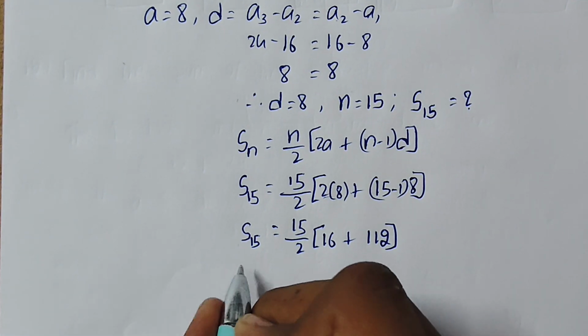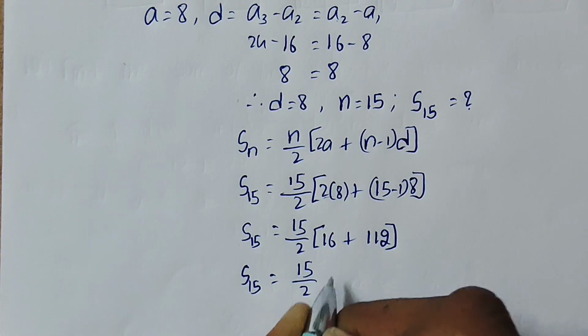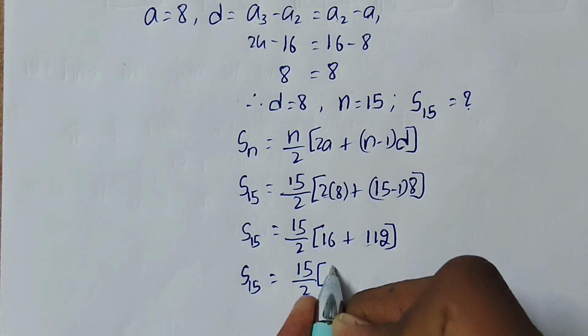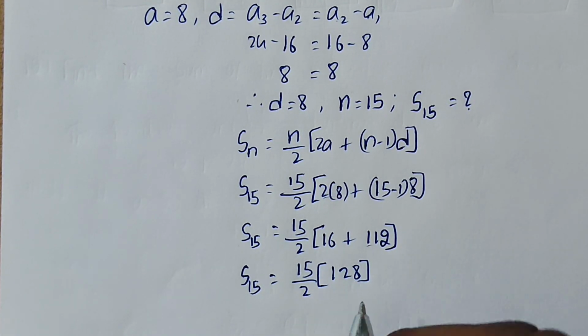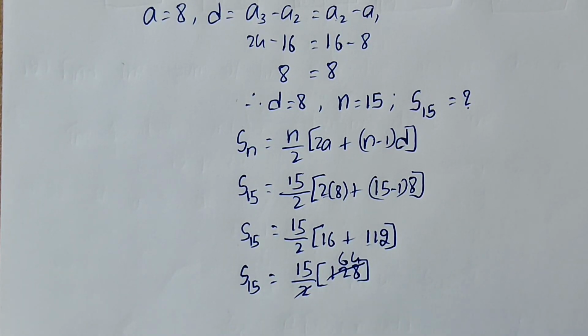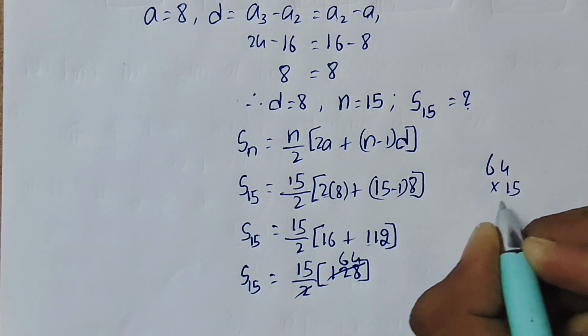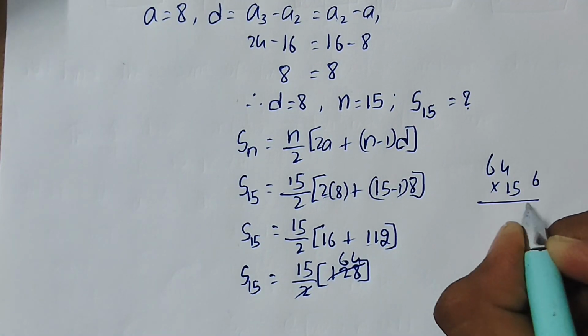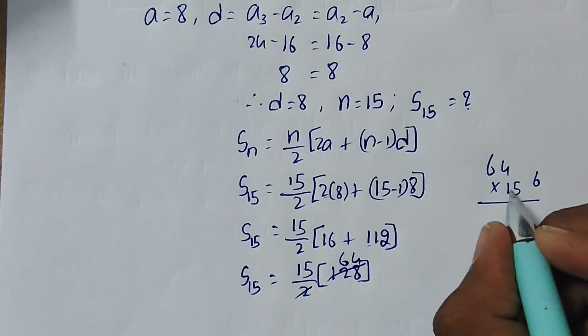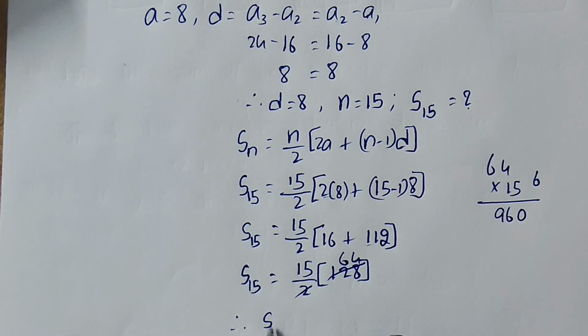So here the sum of 15 terms is equal to 15 by 2 into 112 plus 16, that is 128. So 2 6s are 12, 2 4s are 8, so 64. Now I am multiplying 64 by 15. 15 fours are 60, 15 sixes are 90. 90 plus 6 is 96. So therefore we got the sum of 15 multiples of 8 is equal to 960.